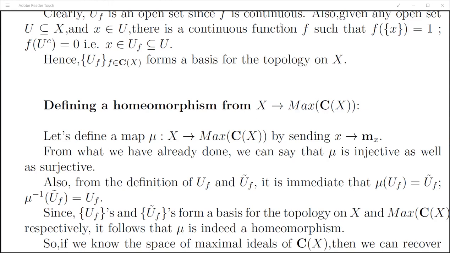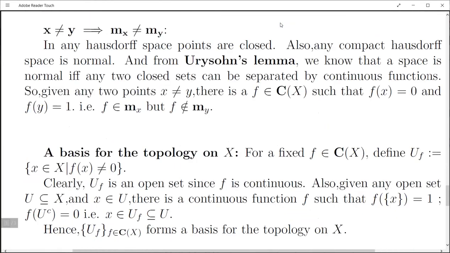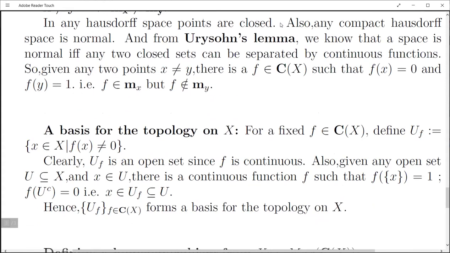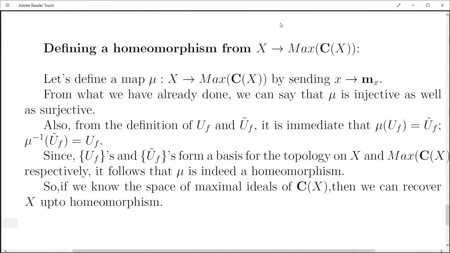So I'll just go back to the definition. My definition of UF is the set of all x such that f(x) is not equal to 0. And that means that my f does not belong to the maximal ideal Mx. So by definition my mu of UF basically is UF tilde. And similarly mu inverse of UF tilde is UF. So mu is an open map and mu inverse is also an open map. So basically mu is a homeomorphism.